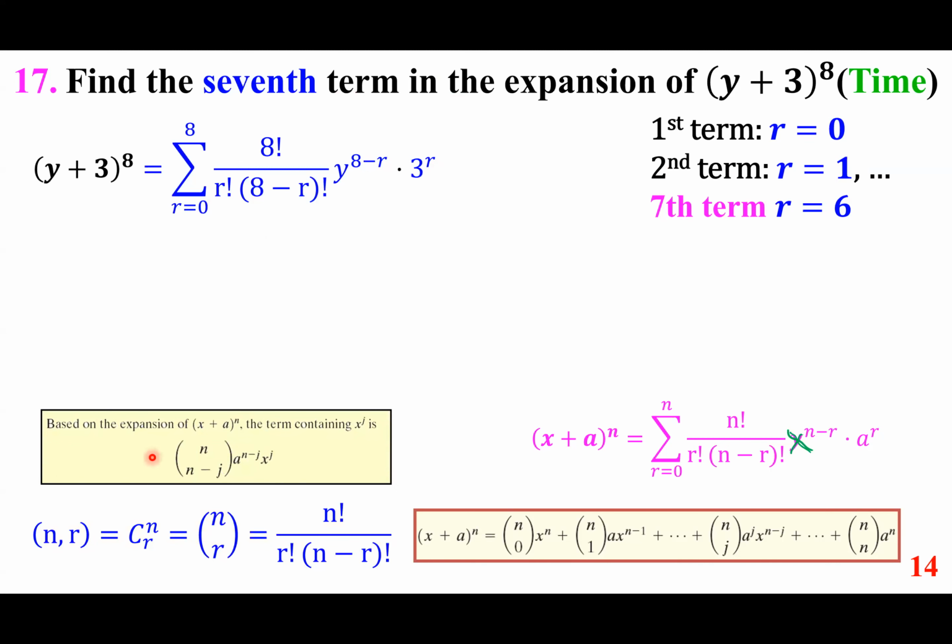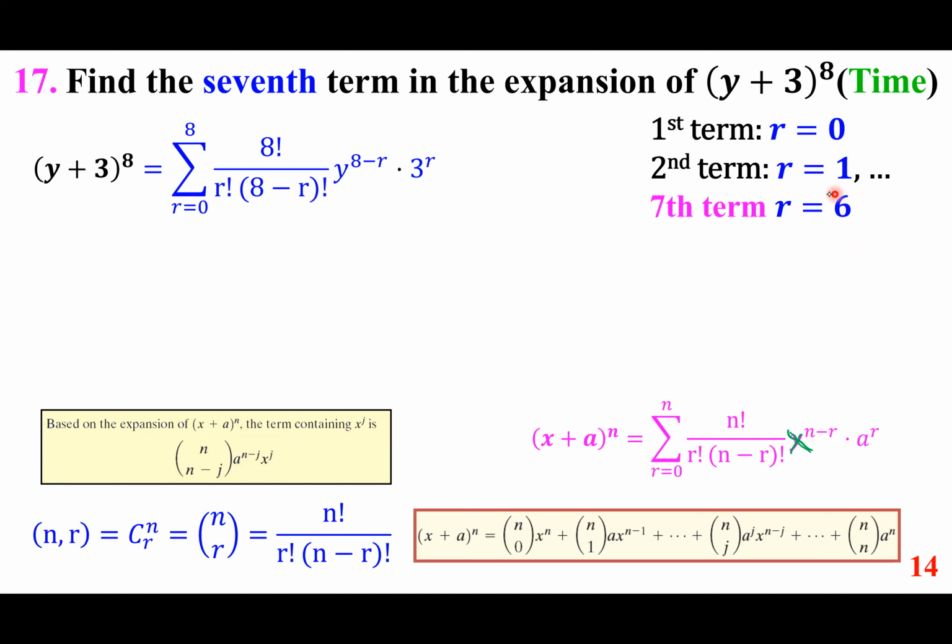You can also use this formula that says, based on the expansion of x plus a to the power of n, the term containing x to the power of j is n choose n minus j, a to the power of n minus j, x to the power of j. Either one is fine. I think this is a very easy way to approach it. So with that being the case, let's replace the r with 6.